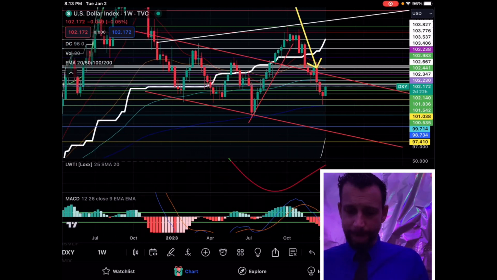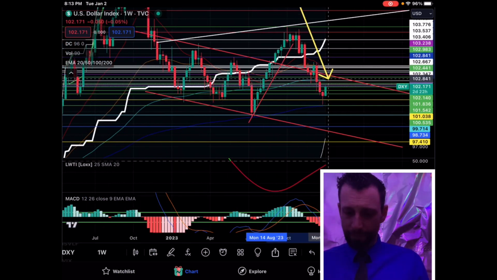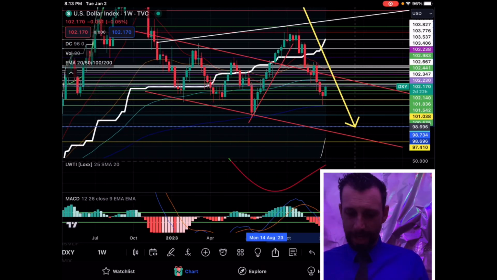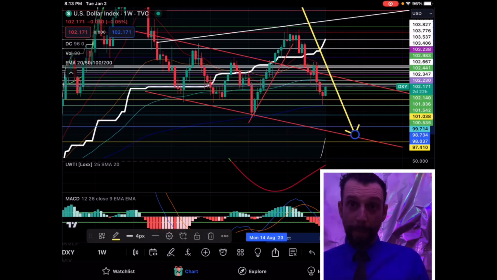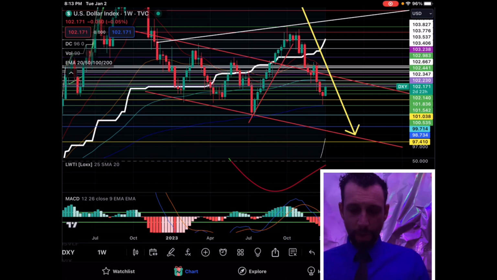However, this pattern could continue. It could backtest and fail here and then come back down even further, thus propelling Bitcoin up to the moon even further. So that's what we need to be watching on the dollar, in the short term and the long term. Be paying attention.